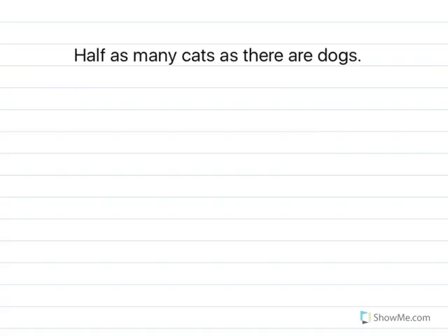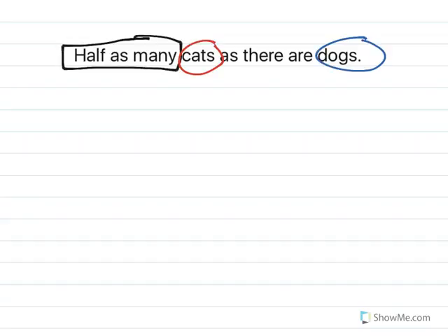So for this last section, we're going to see something a little bit different. So here we have half as many cats as there are dogs. Now this one is not a multiplicative comparison, but it does relate to it. So here it tells me there are half as many cats as dogs. So the word half means that we're taking whatever we have and dividing it straight into two equal pieces. So whenever you see the phrase half as many, it means we're taking something and dividing it by two. Because when you cut something in half, you divide it into two equal pieces.